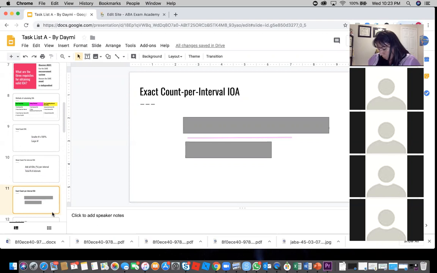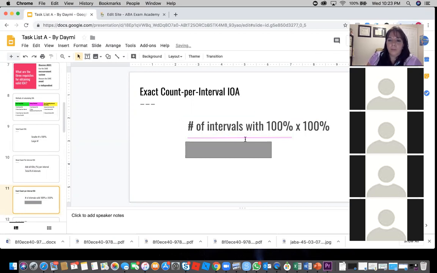Number of agreements over total intervals. Yes. Good job. So number of intervals with 100%. Oh, I think you missed that part. So this one's with 100% agreement times 100% over total number of intervals.